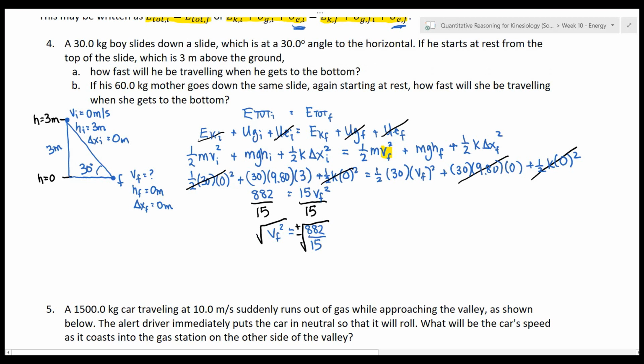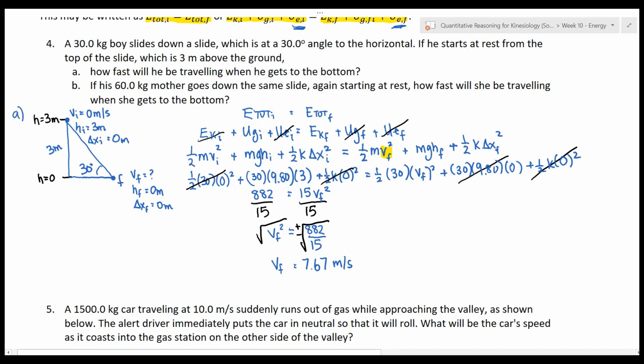With a plus or minus. And I get V final is equal to, I'm just going to type this on my calculator, the square root of 882 divided by 15, which is 7.668 or 7.67 meters per second. It's asking me how fast will he be moving, so we're not looking for a direction, we're just asked for speed, which is a scalar value. No direction is needed, so I don't need to worry about the plus or the minus. I'll just give the positive answer. That's how fast he's moving. All right? So that was part A.